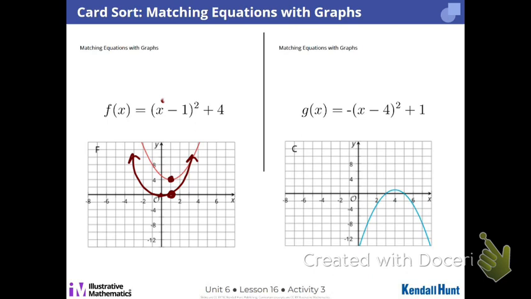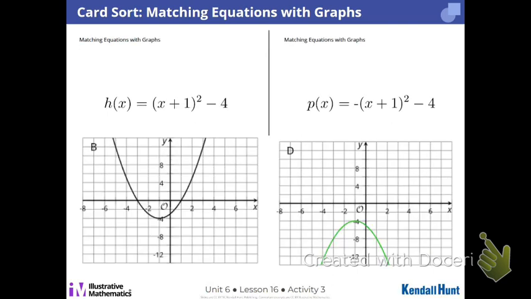Okay, what about this tells us that it opens down for g of x? The negative, okay. Right there, opens down. What's my vertex? 4, 1. 4 right to re-zero out. There's my vertex. Cool. Any questions on f or g? Okay.